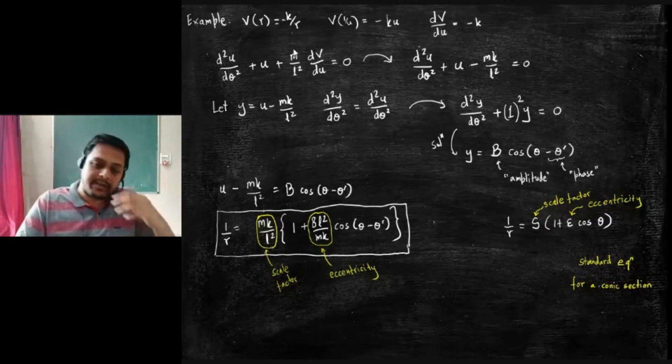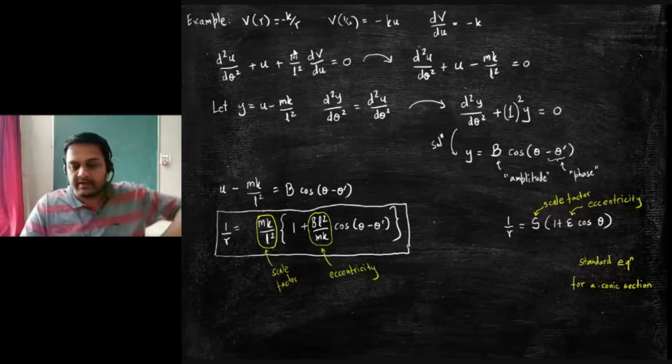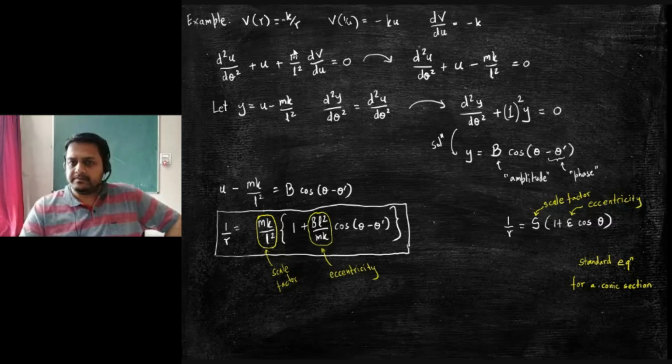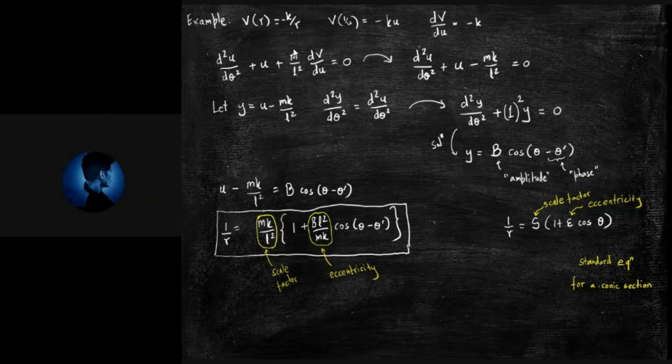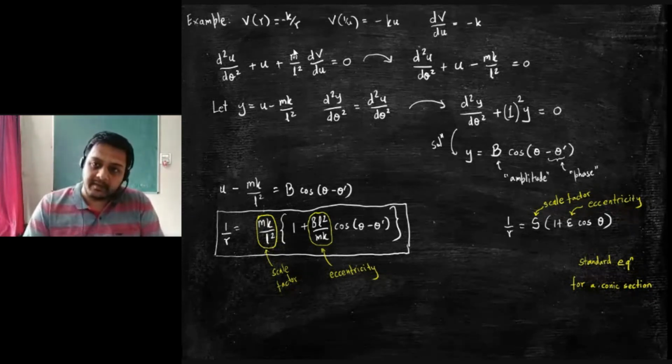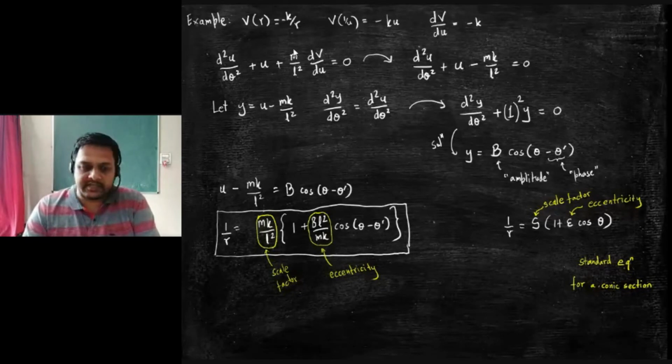Because this automatically brings into picture Kepler's first law of planetary motion. Does anyone know what is Kepler's first law of planetary motion? Or can anyone recollect? The planets move in an elliptical orbit and the sun is situated at one of the foci. Very good. Planets follow elliptical orbits where one of the foci is the location of the sun.